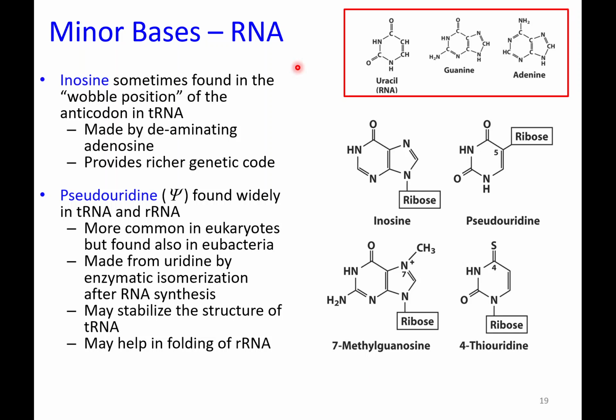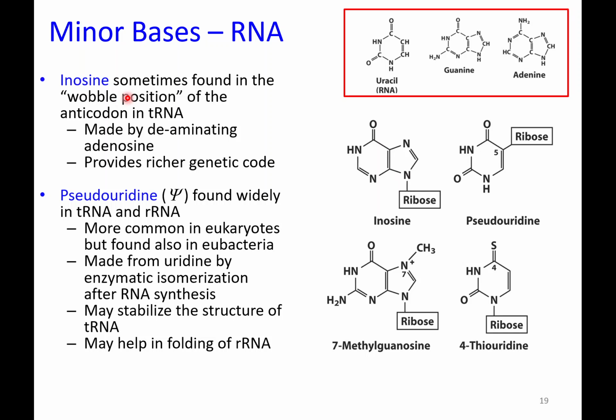Some other minor bases that are important. Inosine is another base that we need to know, and it's a purine. Inosine is very closely related to guanine, except you have that amino group taken off. So you only have one carbonyl there. In that way it looks like adenine, but instead of an amino group, it's a carbonyl group.